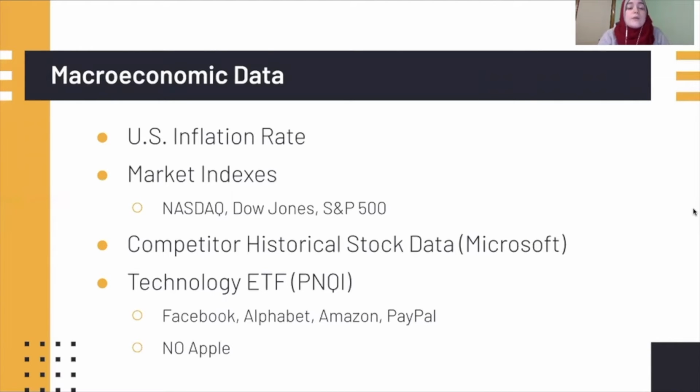The next section of data that we looked at is macroeconomic. So we took a look at the US inflation rate. We also took a look at the market indices, and we looked at the three largest markets, NASDAQ, Dow Jones, and the S&P 500. And we looked at one of Apple's largest competitors, Microsoft, and their daily historical prices as well. And finally, we looked at a technology ETF, an exchange traded fund called PNQI that has many holdings, including Facebook, Alphabet, Amazon, and PayPal. But most importantly, it has no Apple holdings, and therefore it wouldn't intervene with our analysis by being too correlated to Apple.